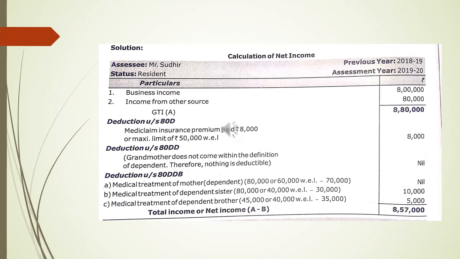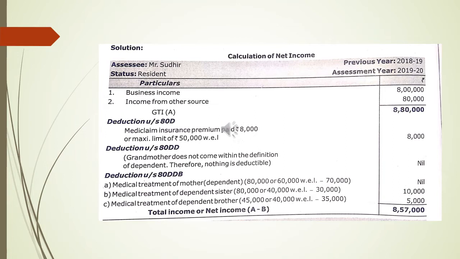Got it? So no exemption for this. Then expenditure incurred on medical treatment of a dependent sister. 80,000 has been spent, but from the insurance company you have received 30,000. So 80,000 is your amount spent. 40,000 is as per the income tax rules you are eligible to claim, and 30,000 is what you have received from the insurance company. Your eligibility is 40,000, but you have claimed 30. So the difference 10,000 still you can claim. So 10,000 becomes your eligibility for deduction.